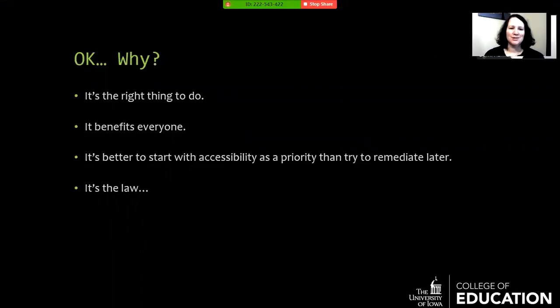Okay, so why are we doing this? It's the right thing to do. It benefits everyone. It's better to start with accessibility as a priority and keep that in mind as you're developing course content and web content. It's so much easier to start there than to go back and have to change everything later. And it's the law.